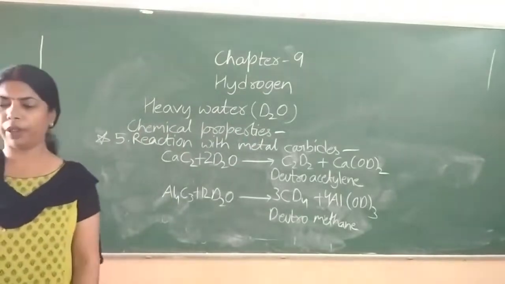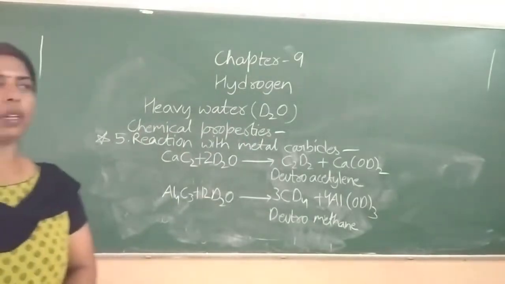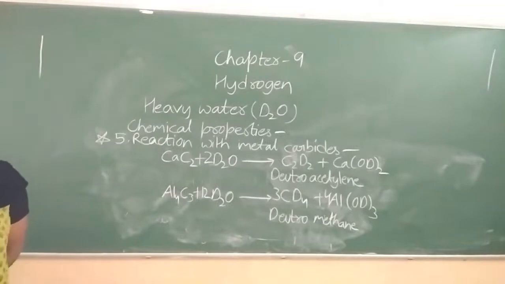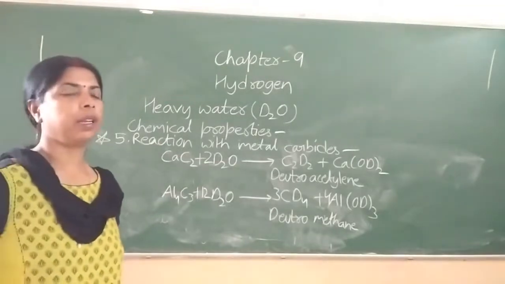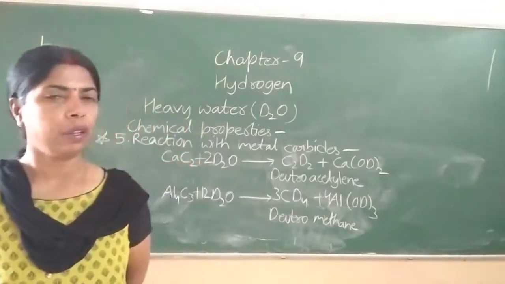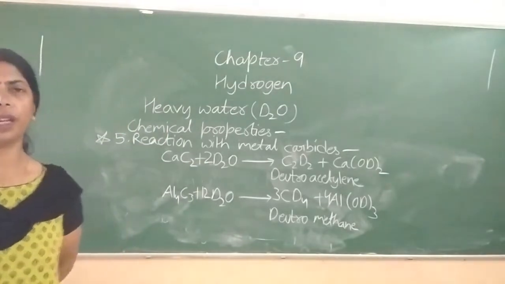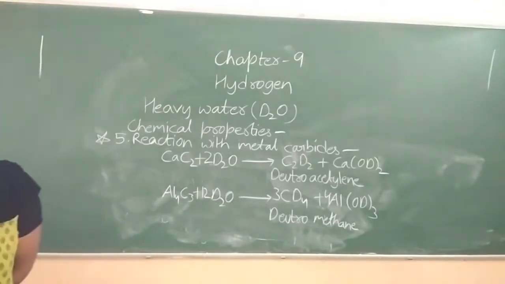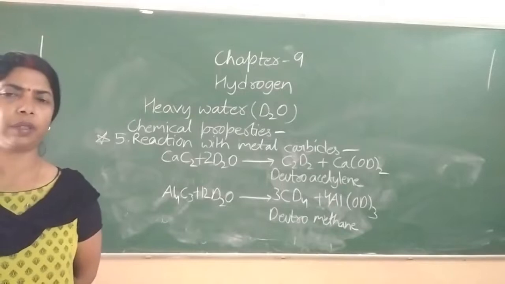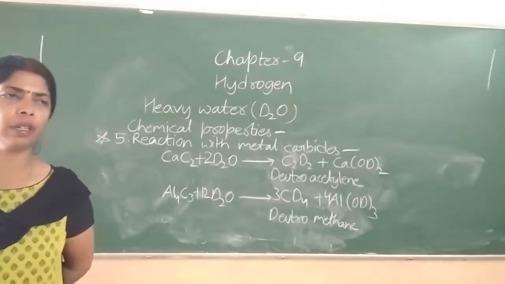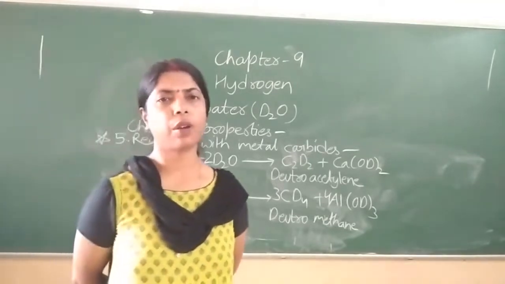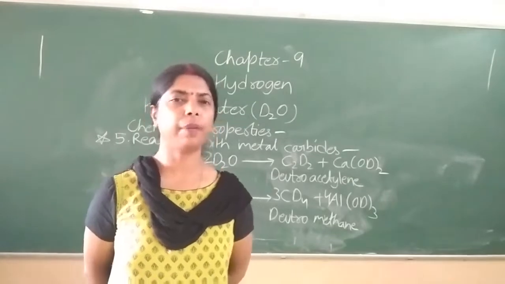So this is all about heavy water. Now what are the uses of heavy water? First, it is used as a moderator in nuclear reactors. It slows down the speed of fast moving neutrons and controls the nuclear reaction. And second, it is used to study the exchange reactions of organic compounds and the reaction mechanism. So this is all about heavy water, and now the chapter is complete.